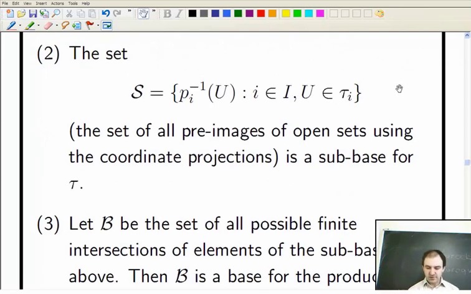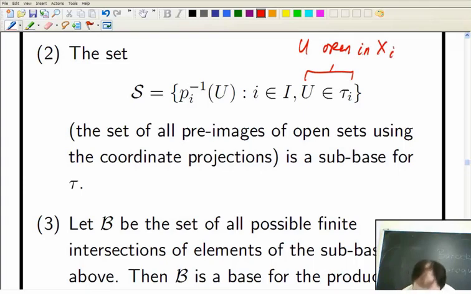So here's your subbase. It's exactly the same as before. You look at every possible coordinate and every possible set which is open. This Tau_i is the topology of the ith topological space. So this is a set U that is open in Xi. You want the ith coordinate projection to be continuous, so the pre-image should be open in the product. So we look at all the possible things you can get that way. Of course, you've got lots of different coordinates and lots of different open sets, and this is a big collection of sets, but we do know that we want those to be open if we want the coordinate projections to be continuous. And we want the weakest topology making them all continuous.